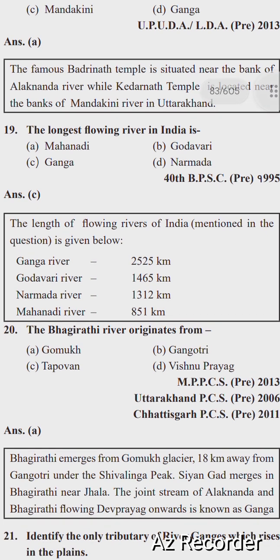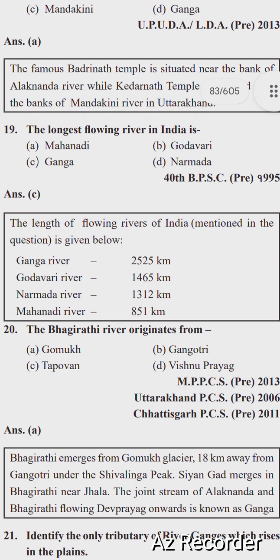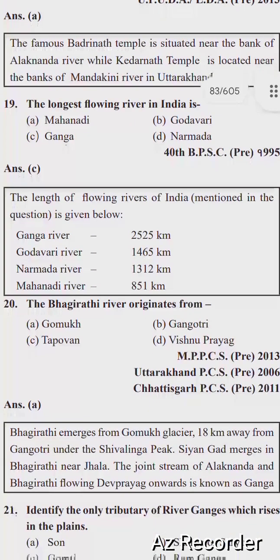Next, the lengths of the following rivers of India are given below. Options A, Ganga 2525 km, B, Godavari 1465 km, and Narmada 1312 km, and Mandakini 851 km.